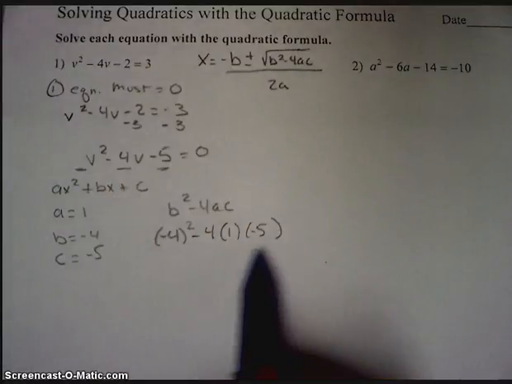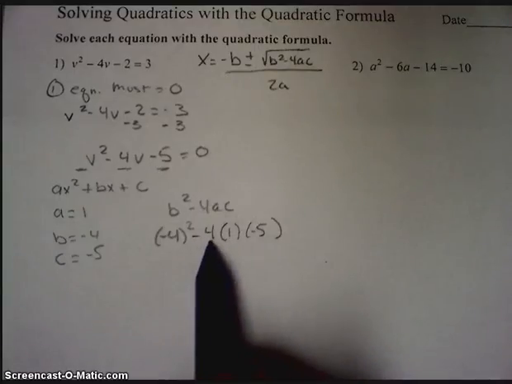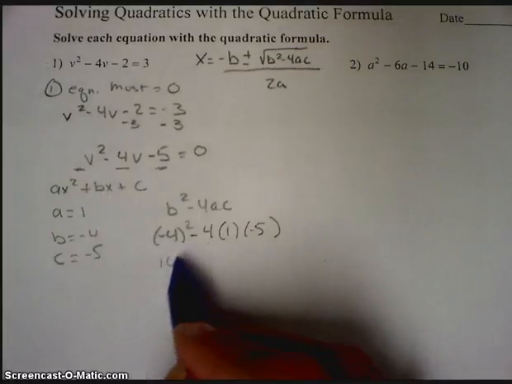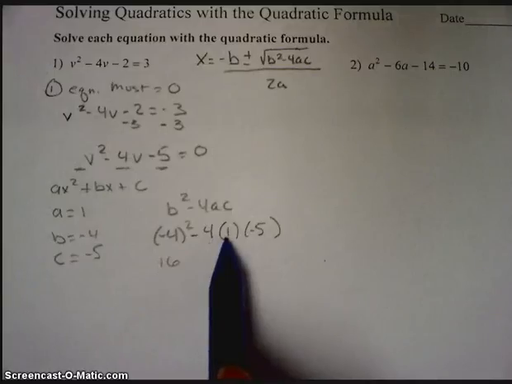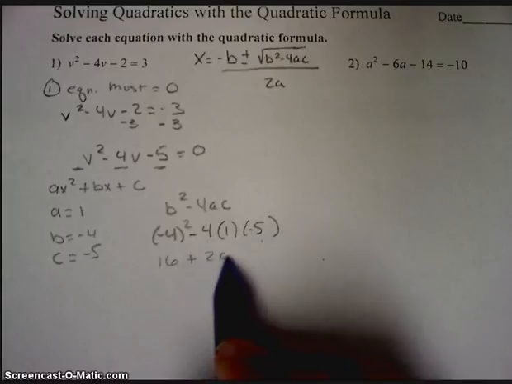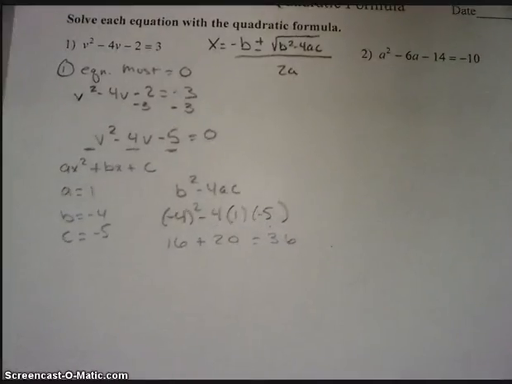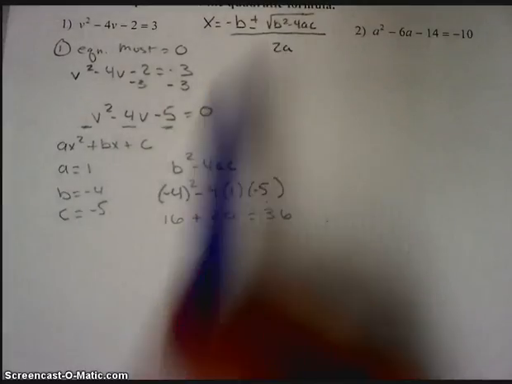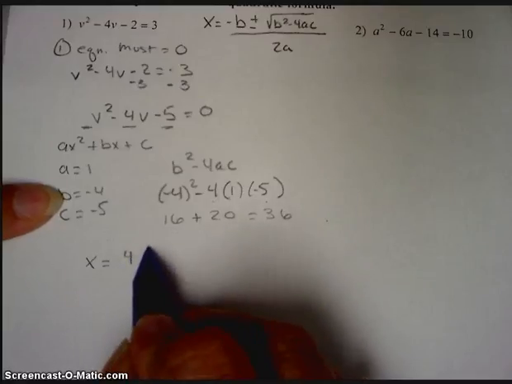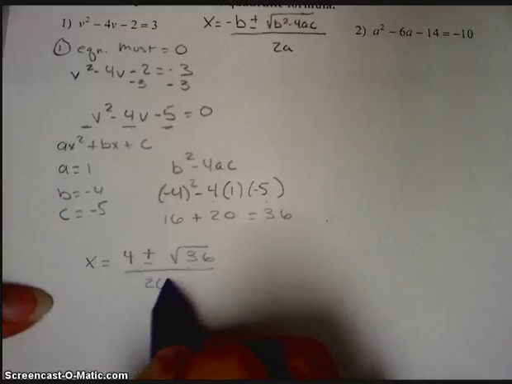So we need to do this all at once in our calculator, or keep in mind that this 4 is negative. Negative 4 squared is going to give me positive 16. Negative 4 times 1 is negative 4, times negative 5 is going to give me plus 20. That's going to be a positive. So this is equal to positive 36. Now I have my value underneath, so I can go back and plug this in. x equals opposite b, so negative b, this would be a positive 4, plus or minus the square root of 36 all over 2 times 1.